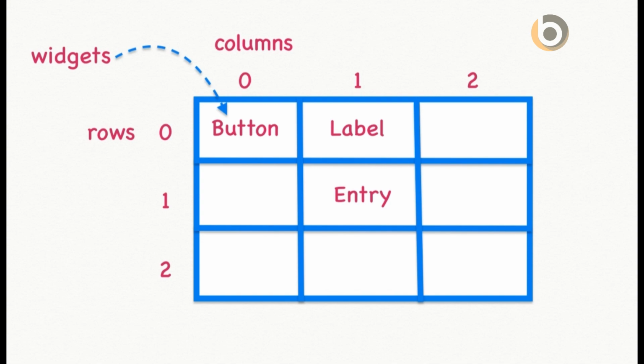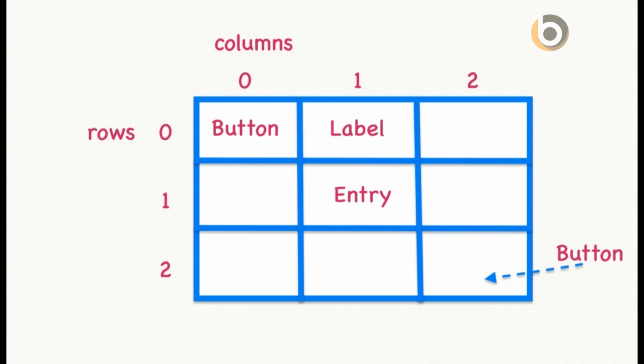In this example, you can see on row 0 and column 0 we have a button, and in row 0 and column 1 we have a label, and similarly in column 1 we have an entry. So we can define row and column and place the widget there.